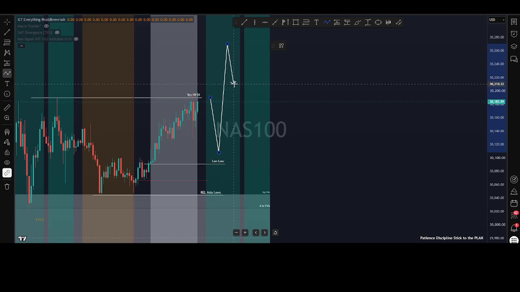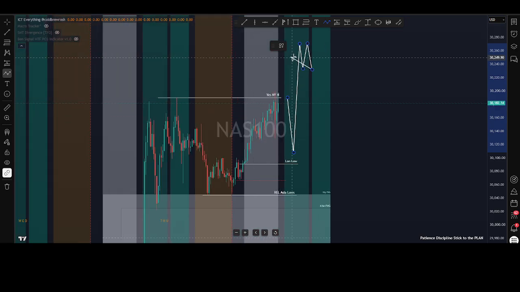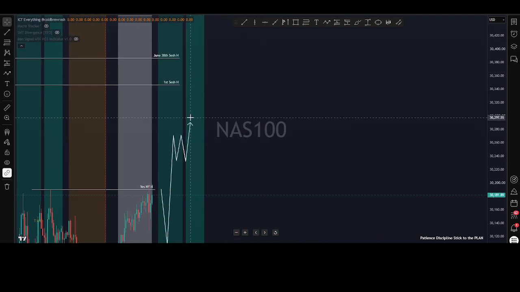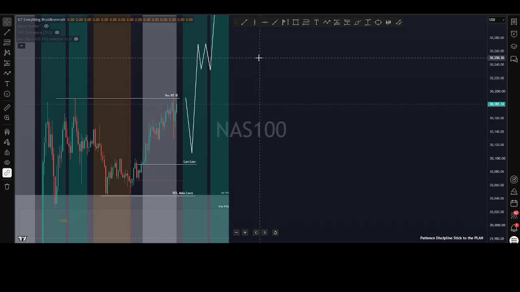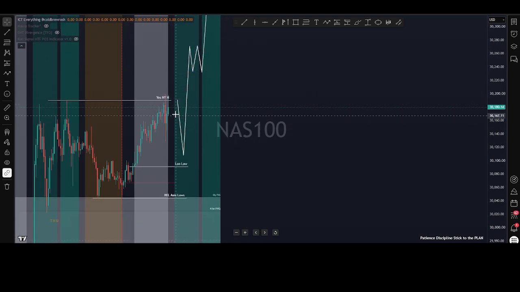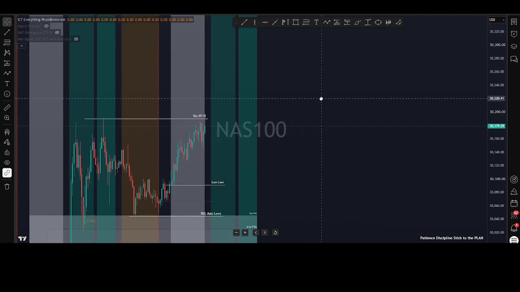Remember, you don't go in a straight line necessarily. You're going to get friction in places on the way up, and then all the way up to whatever our draw on liquidity is. So that would be up here, or even up here. So that is one possibility. That's your manipulation to expand higher, right? That's one narrative that you have to have in the back of your mind.